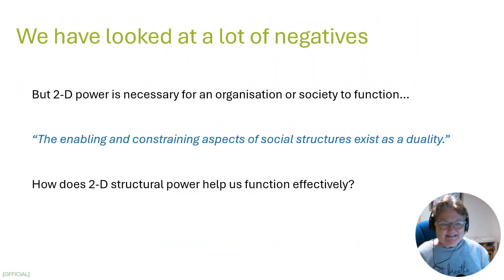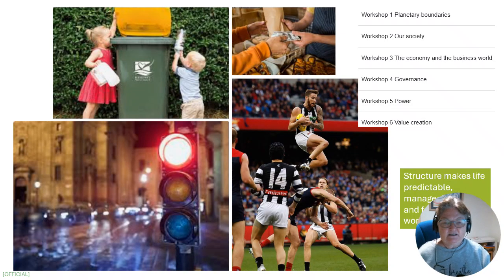We've looked at a lot of negatives. Power is necessary for us to function. How would you like it if you came up to the traffic lights and nobody knew what red and green meant? That wouldn't be very good. It also enables us to do work because it gives us guidelines. It tells us what's the right thing to do, what's the wrong thing to do. It tells us which bin to put our rubbish in. It tells us that when you buy something, you give money and the person gives you a thing. And if the thing doesn't work, you've got the law on your side to go back and say, hey, this thing doesn't work.